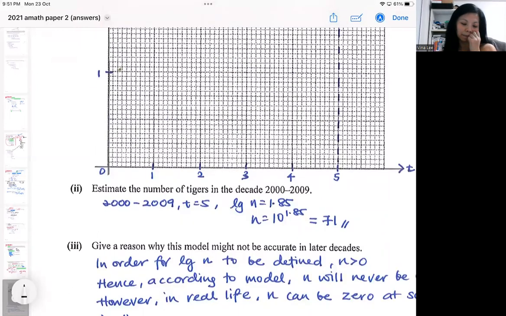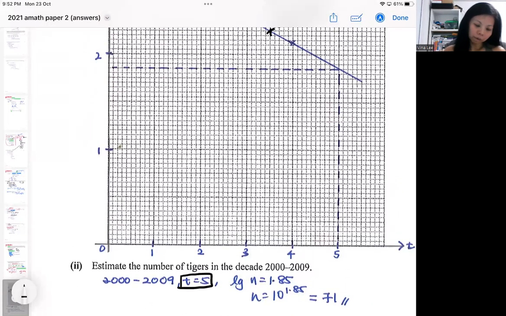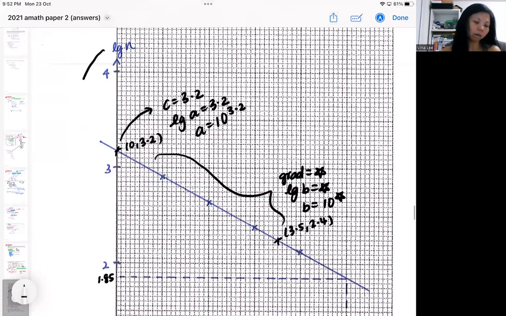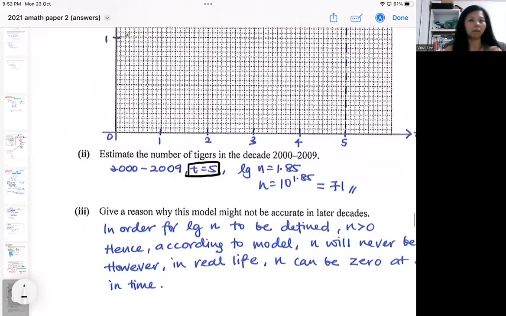However, I need to estimate the number of tigers in the decade. So in this decade, T is equal to 5. Make sure you have extended the straight line long enough to be able to read this value. And this value is not the direct population yet. This 1.85 is your ln n. So you need to equate 1.85 to ln n. Then from there, you use your logarithm to calculate the number of tigers. If you use LN instead of the LG I'm using, you will also get a number that's close to 71, maybe 72, 73, 74. So somewhere there. That is the number of tigers that we are expecting in the decade according to this formula. They can give you any numbers.